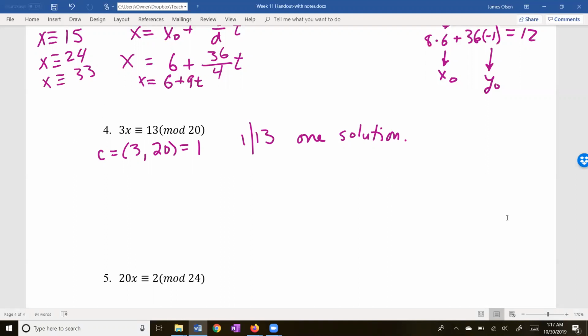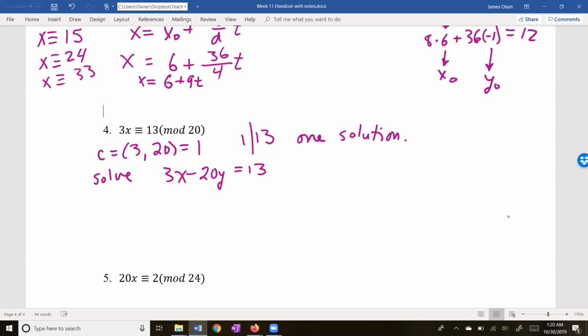Now, there are really only 20 possibilities here, 0, 1, 2, 3, 4, 5, all the way up through 19. So we could use trial and error, or we could use the Euclidean algorithm. Let's go ahead and see if we can use the Euclidean algorithm for practice. According to our equivalence lemma, we're trying to solve ax minus my equals b: 3x minus 20y is equal to 13.